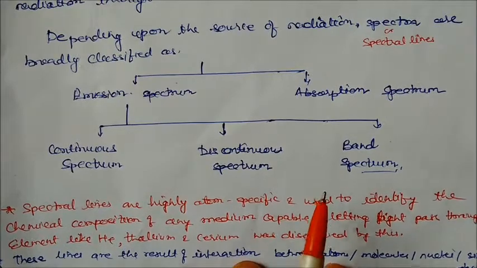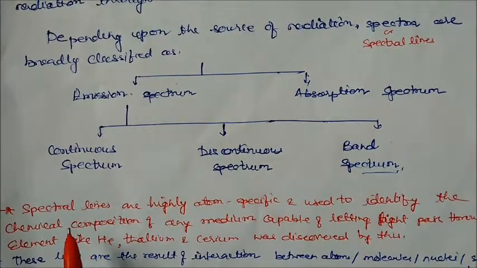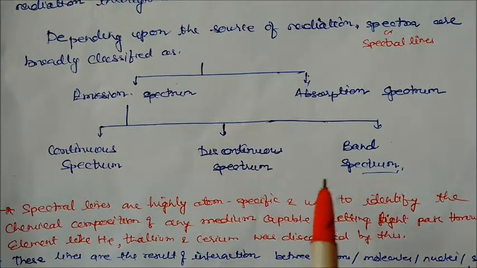Spectral lines. Here I wrote some notes in the footnote. Spectral lines are highly atom specific, which means every line is specific to the atom. That's why it is called highly atom specific, and it is used to identify the chemical composition of any medium capable of letting light pass through it. So each atom has specific spectrum lines. This is also used as a tool to identify the atoms. Once you know the spectrum lines of the atom, by seeing the colors of that atom, you can identify which atom is present in that particular substance.